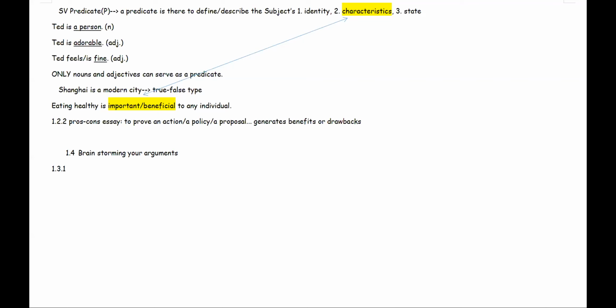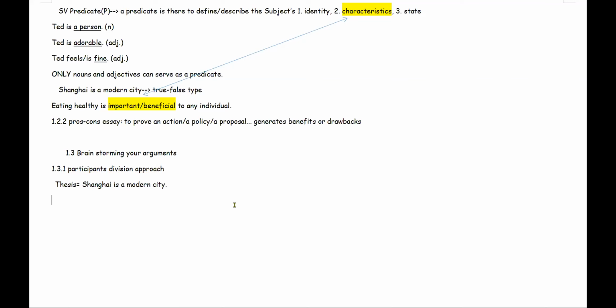How do we systematically come up with logical arguments? The first one is what we call a players, participants, division approach. What do I mean by that? Back to this Shanghai example. So our thesis now is Shanghai is a modern city.